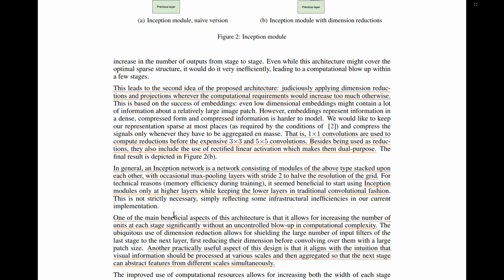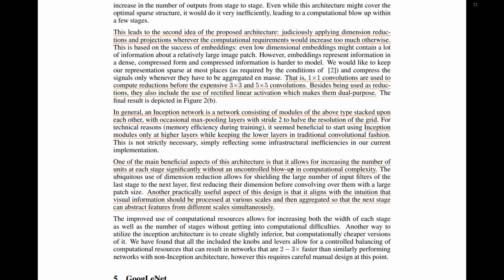In general, an Inception network is a network consisting of modules of the above type, stacked upon each other with occasional max pooling layers, which try to halve the resolution, that's to downsample the inputs. For technical reasons, it seemed beneficial to start using Inception modules only at higher layers while keeping the lower layers in traditional conv fashion. One of the main beneficial aspects of this architecture is that it allows for increasing the number of units at each stage significantly without an uncontrolled blow up in computational complexity.